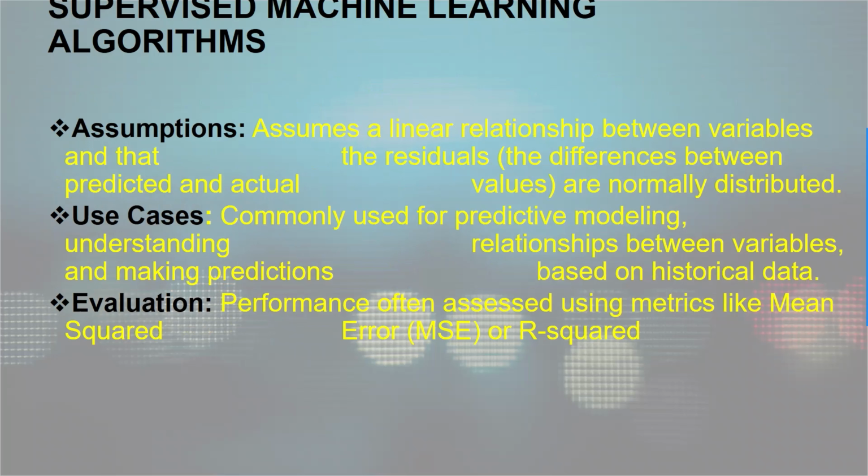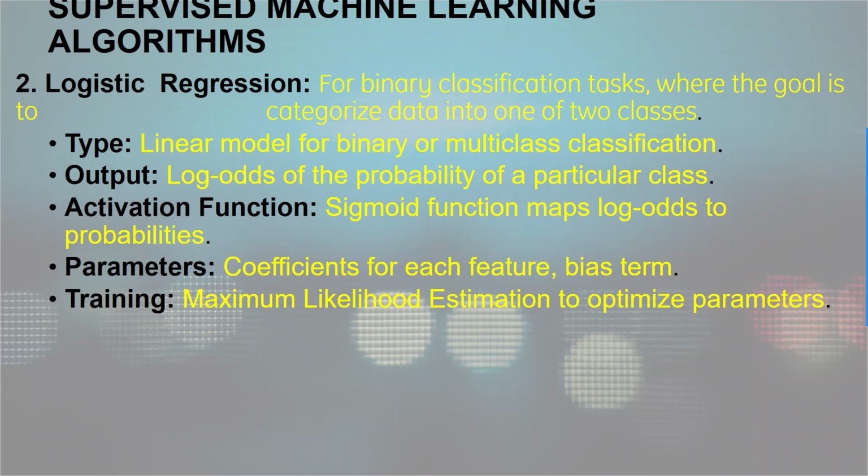Next, we have some of the assumptions. So we assume a linear relationship between variables and that the residuals, the difference between the predicted and actual values, are normally distributed. Some of the use cases include predictive modeling, understanding relationships between variables, and making predictions based on historical data. And we have evaluation, which is often assessed using metrics like mean squared error, which is MSE, or R squared.